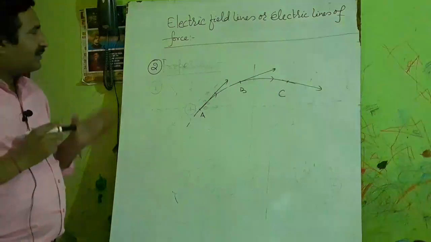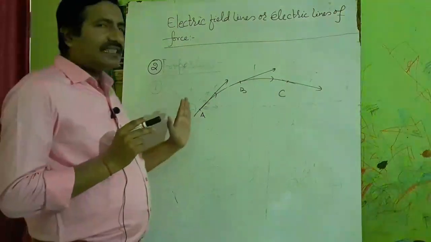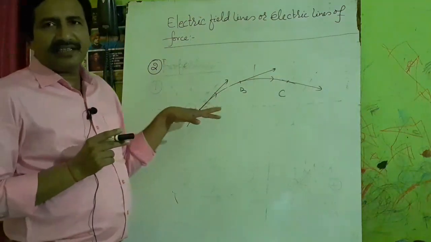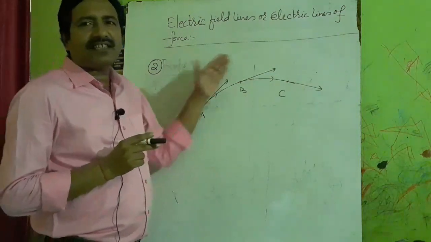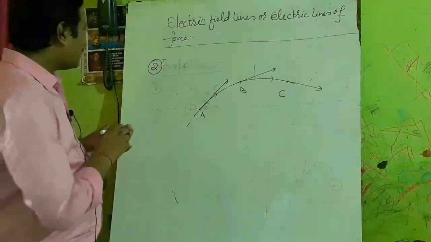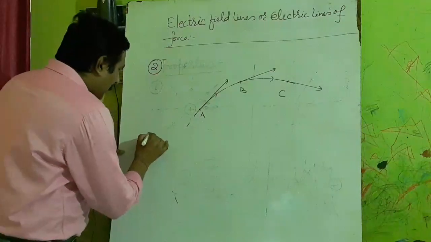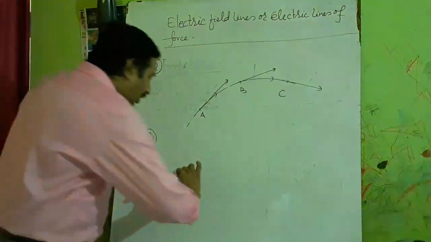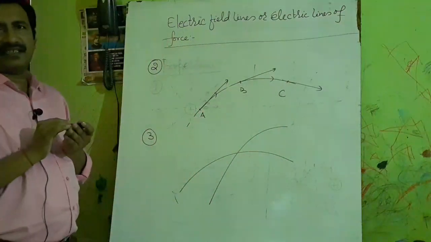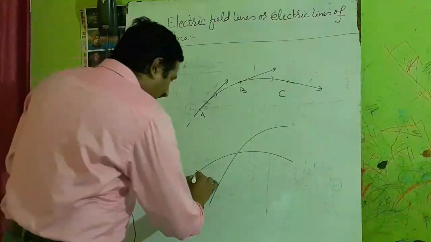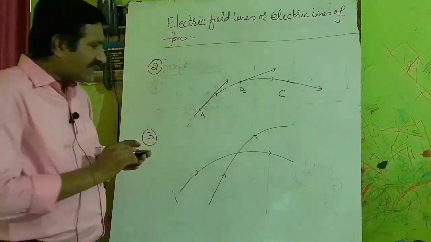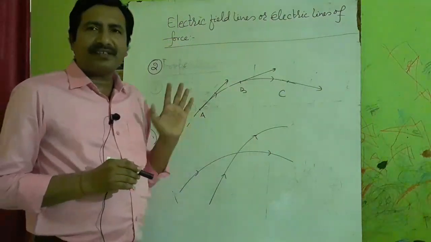Is it clear? Means second property: the tangent to the electric field line at a point represents the direction of field intensity at that particular point. This is the second property. Third property: no two field lines can intersect each other. Suppose this is a field line and this is another field line. They will never intersect each other at a point.